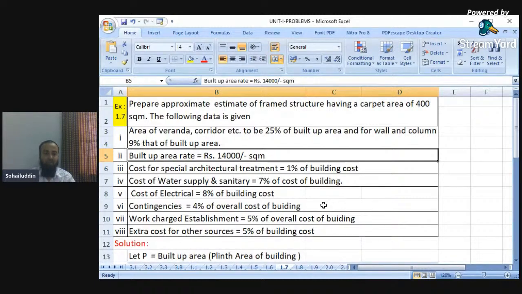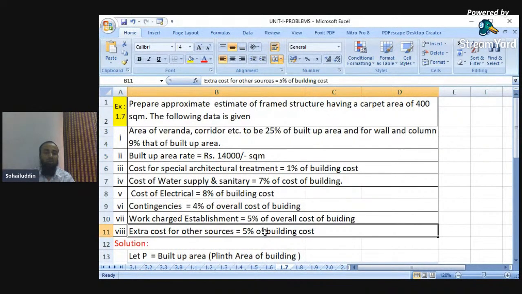Next, work charge establishment. Some machineries or equipments are required. At that time, we have to spend some money in advance on equipments. So work charge establishment is also there, that is 5% of the overall cost of building. And lastly is extra cost for other sources. Extra cost of other sources is 5% of building cost. It is not the overall cost.